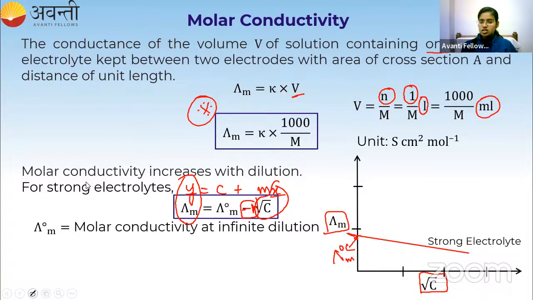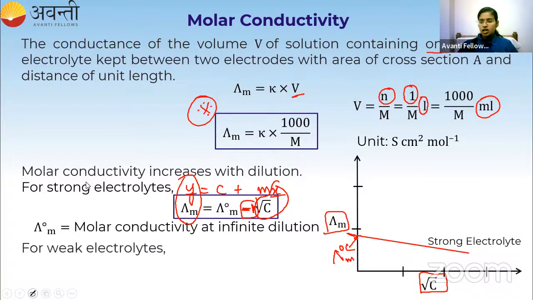Since the slope is negative, the straight line has to come from top to bottom like this. So it is a negative slope. It has to come like this. This is actually a straight line equation. That's why I have got a straight line for this strong electrolyte with a negative slope and lambda m naught as the intercept. Now, what is the case for weak electrolytes?